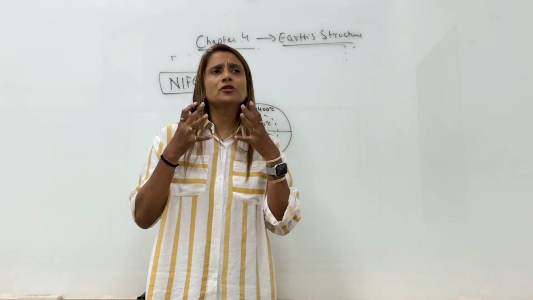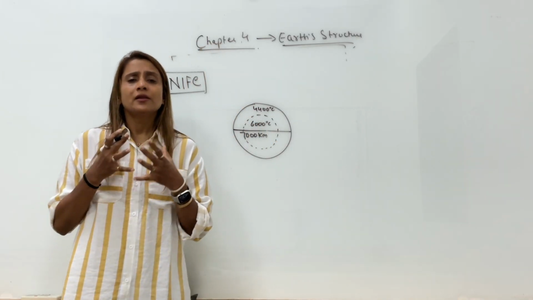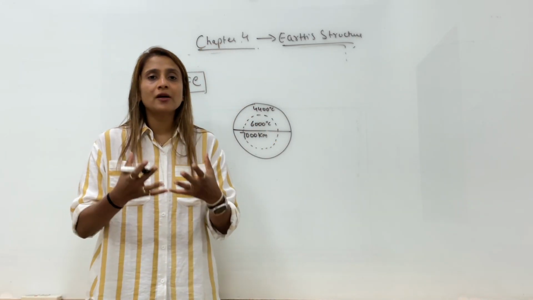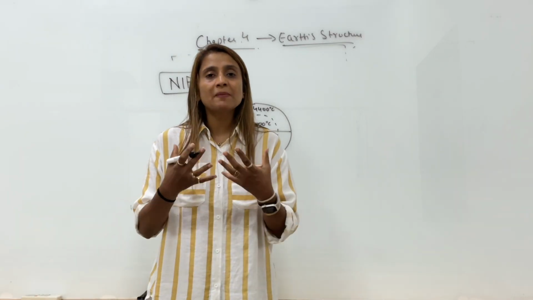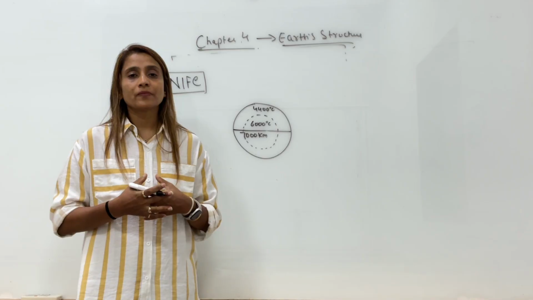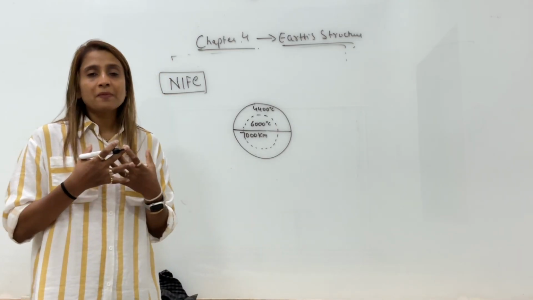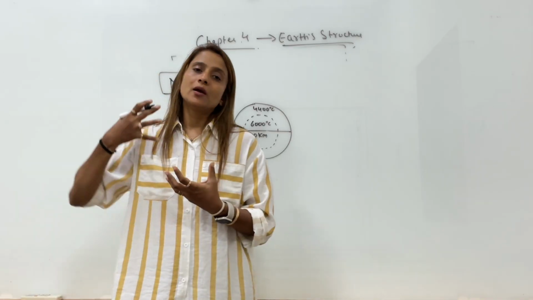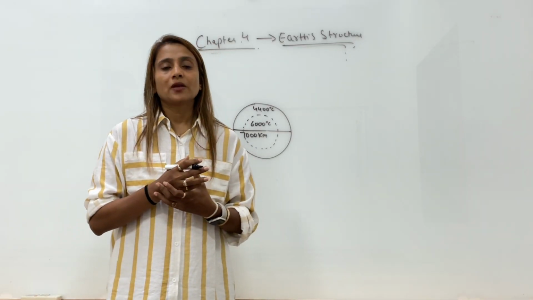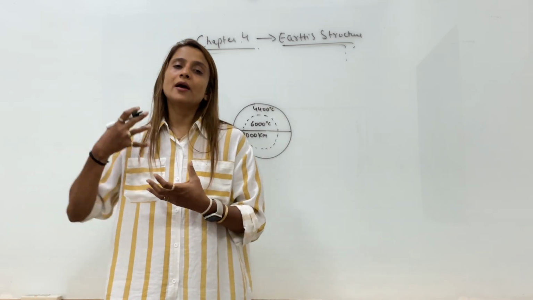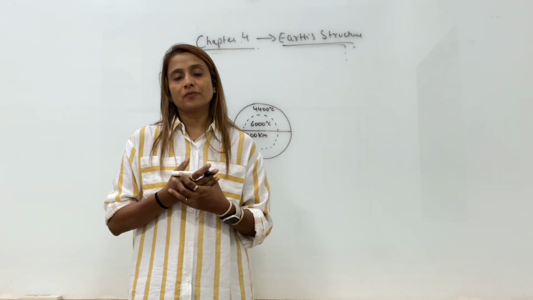There is such a large quantity of iron that it creates magnetism. It is responsible for Earth's magnetism. The Earth's magnetic effect is because of the large quantity of iron in the core, and this magnetic field is mainly oriented at the North Pole and South Pole.